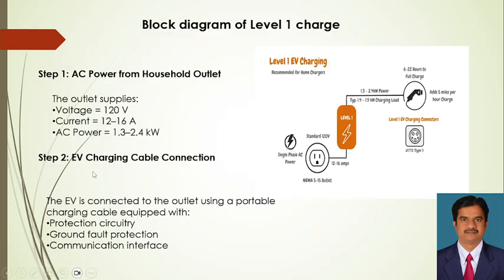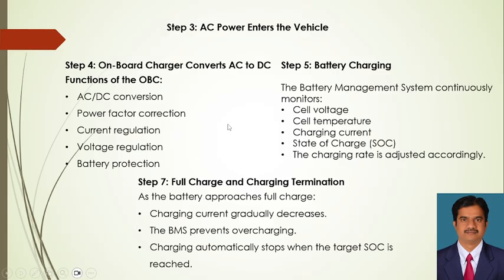Step 2, EV charging cable connection: we need to connect the EV charging cable to our vehicle. This is the EV charging cable connection. At that time the outlet should be equipped with protection circuitry, ground fault protection and a communication interface. These things should be there. In Step 3, AC power enters the vehicle. After connecting the connector from the supply to the vehicle, AC power is going to enter into the vehicle.